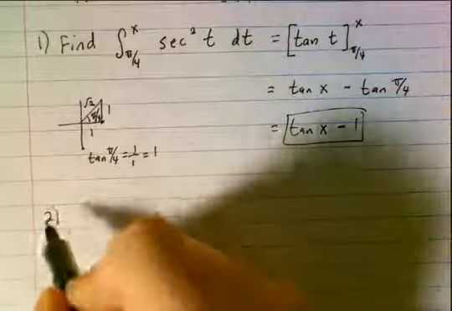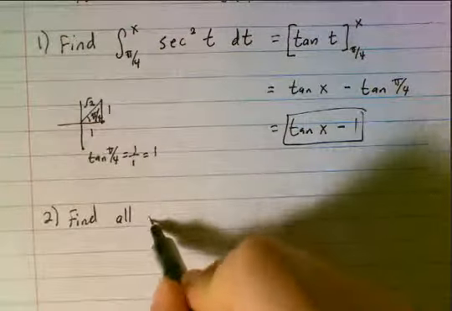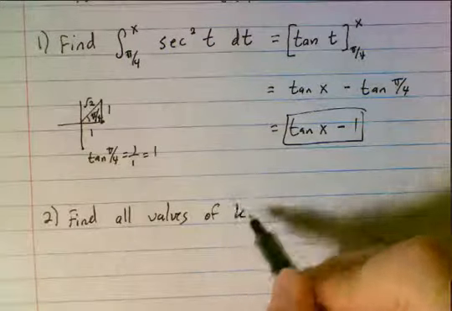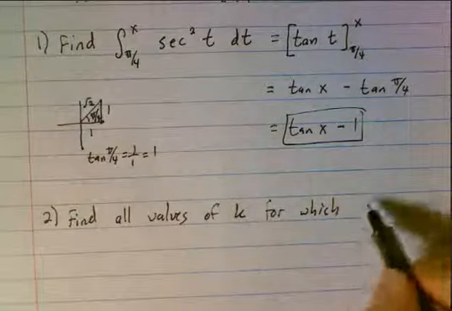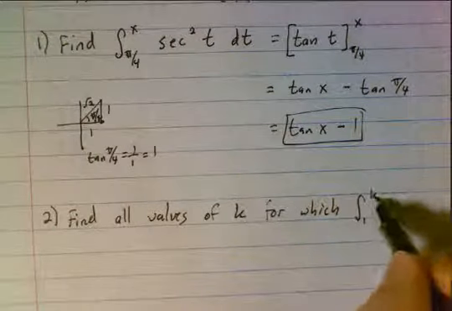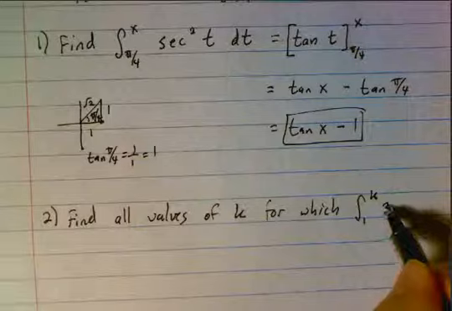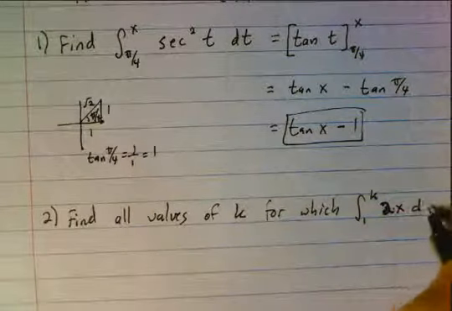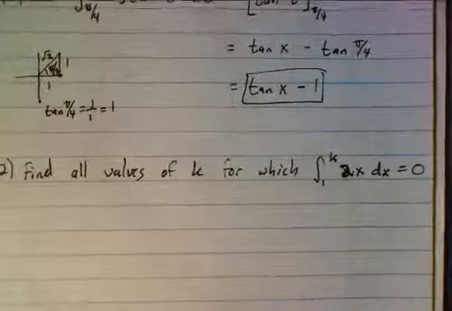We can also see problems that ask us to have a little more creativity, such as: find all values of k for which the integral from 1 to k of 2x dx equals 0.